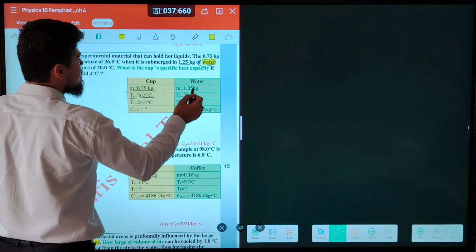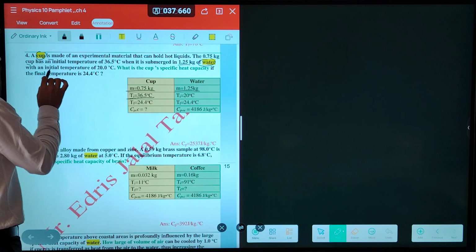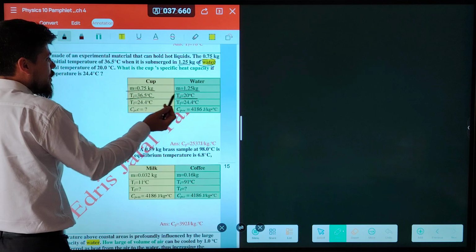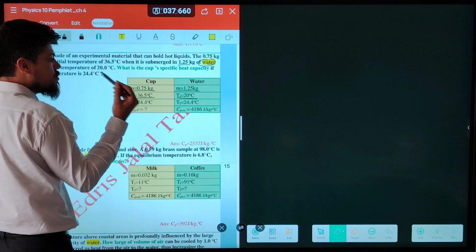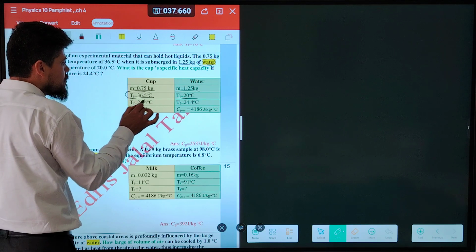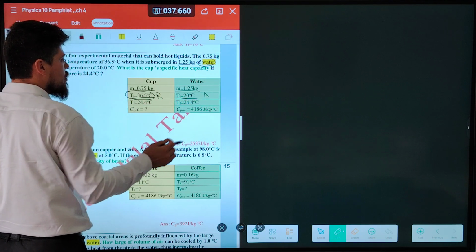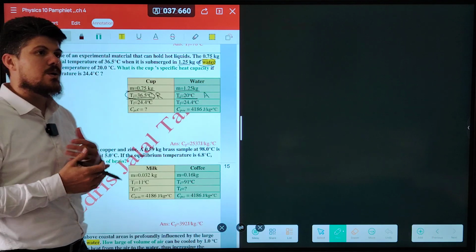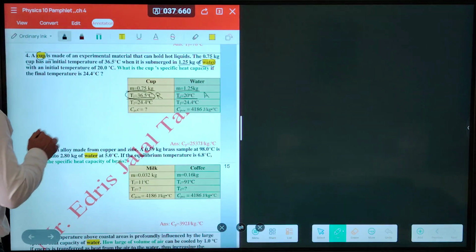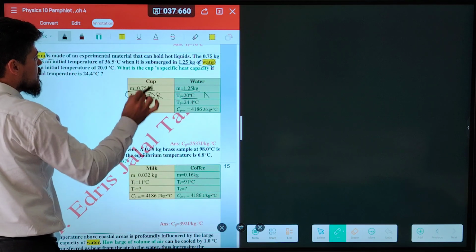The second substance is water, which is equal to 1.25 kilograms, with an initial temperature of 20 Celsius. Guys, we have two initial temperatures for two substances. Which one releases, which one absorbs, and why? The higher initial temperature releases and the lower initial temperature absorbs. So it's very important to know which one absorbs and which one releases, because without knowing this, you cannot solve the question.